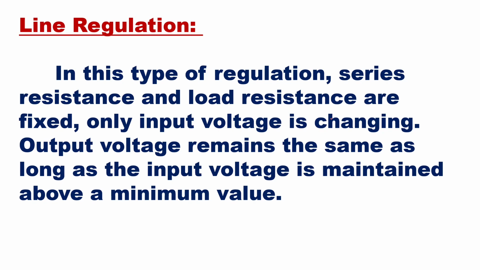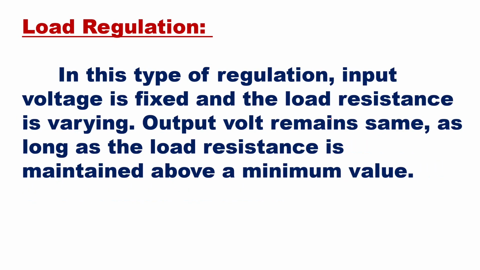Similarly, you can also have load regulation. As I've told you earlier, the load resistance can change. Input voltage will remain constant in that case. The load resistance will change. The load will either draw more current or less current, and that compensation is done by the Zener diode, and it is seen that the output voltage remains constant in spite of load variation. So here we can have a concept of load regulation also. In this type of regulation, input voltage is fixed and the load resistance is varying. Output voltage remains same as long as the load resistance is maintained above minimum value.